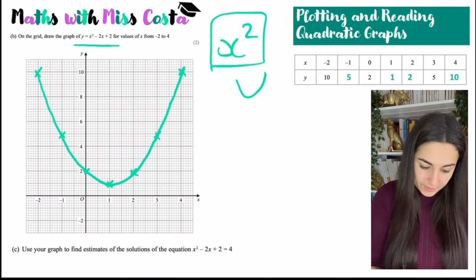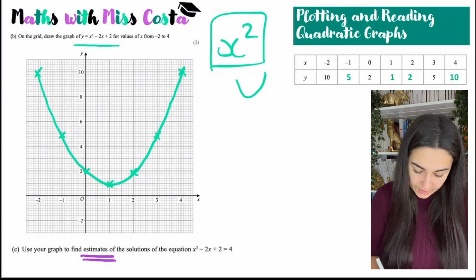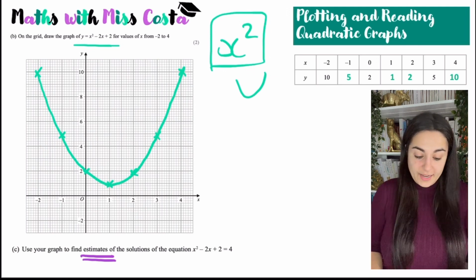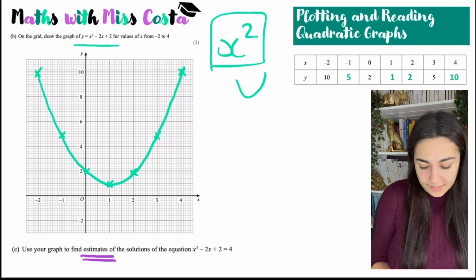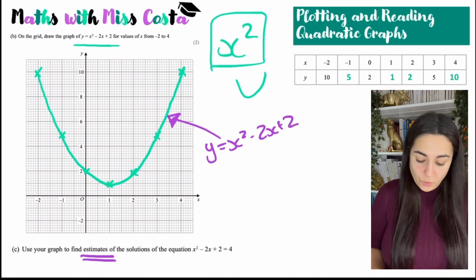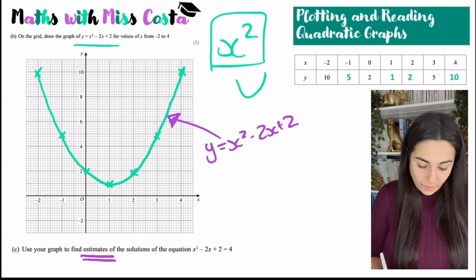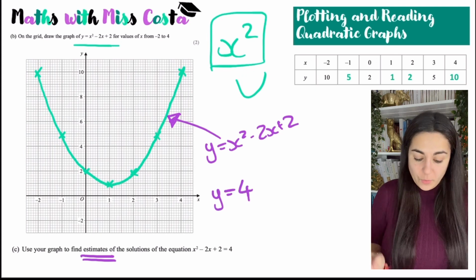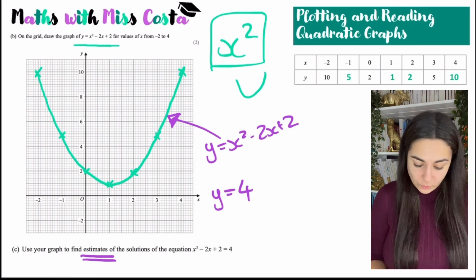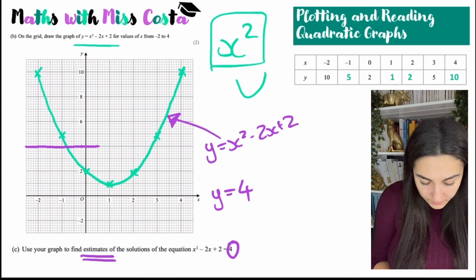And now it's saying use your graph to find estimates of the solutions of the equation x squared take 2x plus 2 equals 4. So what that means, this is like solving simultaneous equations. So this is your line y equals x squared take 2x plus 2. And what they want you to solve is the line y equals 4. Okay, so they want to know what the solution is when this curve meets the line y equals 4. Okay, over here.